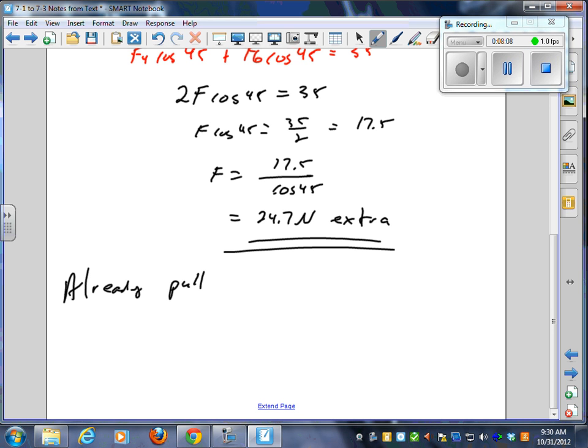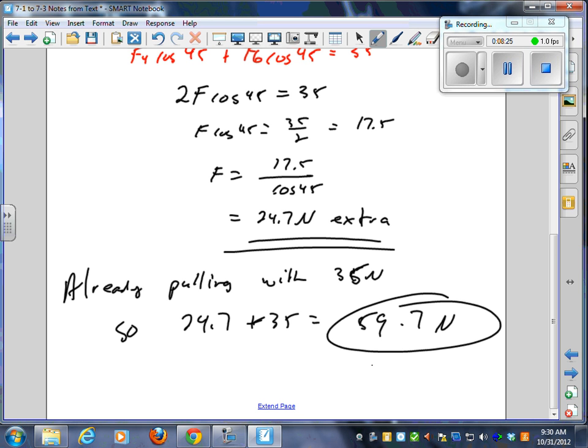they were already pulling with 35 newtons. So it would be 24.7 plus 35, which of course is 59.7 newtons each would have to be pulling to balance the teacher.